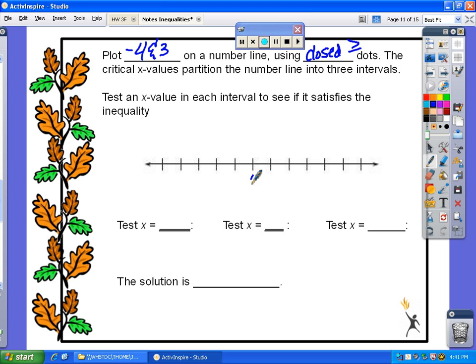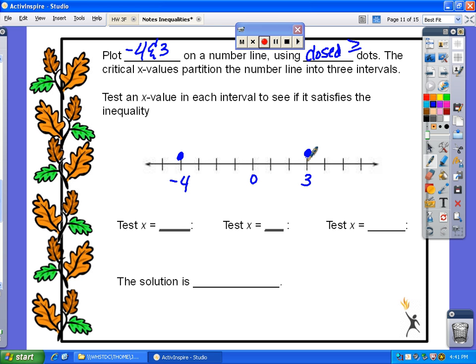Okay, so let's pick a spot for 0. So negative 4, we got a closed dot. Positive 3, we got a closed dot. Now what we have to do is test an x value in each interval to see if it satisfies the inequality. We have to decide where we're going to shade. Is this going to be an or, which will go out, or an and, which will go in? We have to decide which way we're going.